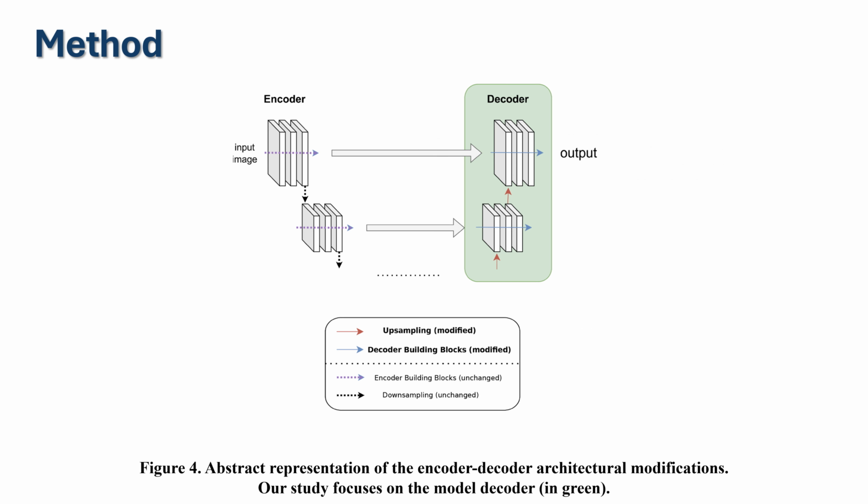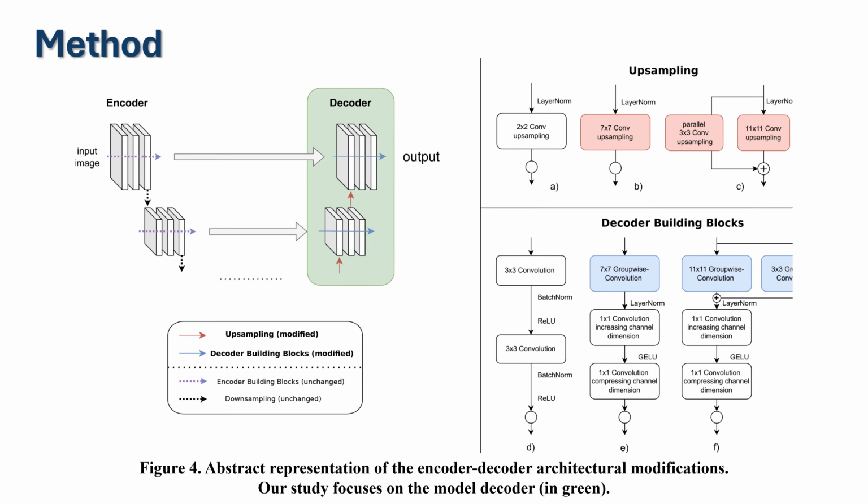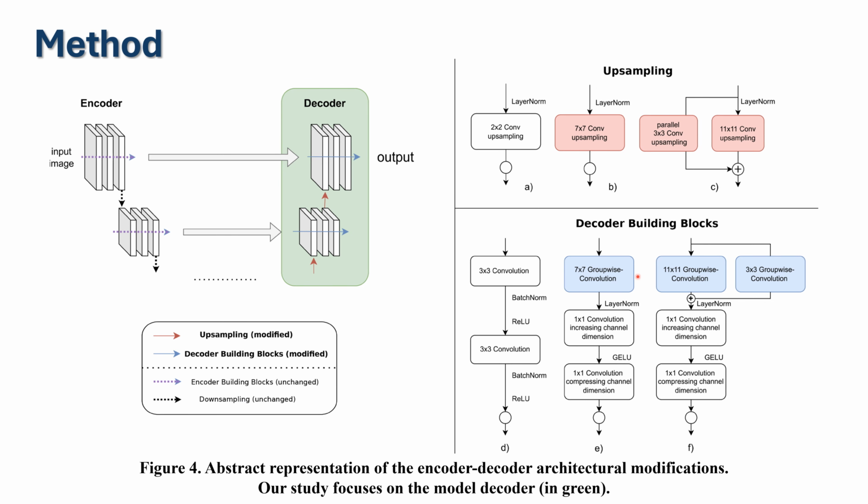Now, let's have a look at the method that we used to prove our hypothesis. Following is an abstract representation of an encoder-decoder architecture. While for different tasks the implementation of the model encoder varies, including transformer-based encoders, our study focuses on the model decoder, which is shown here in green. The encoder is commonly a ResNet-like structure for feature extraction. Additionally, we use ConvNeXt-like structures as well.